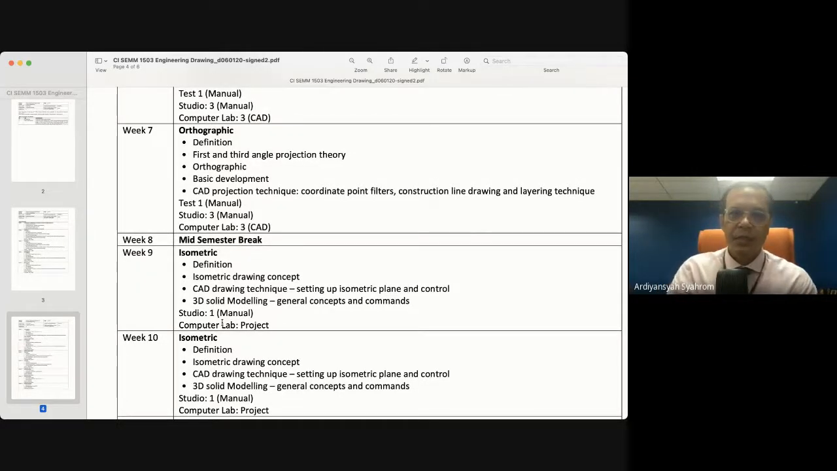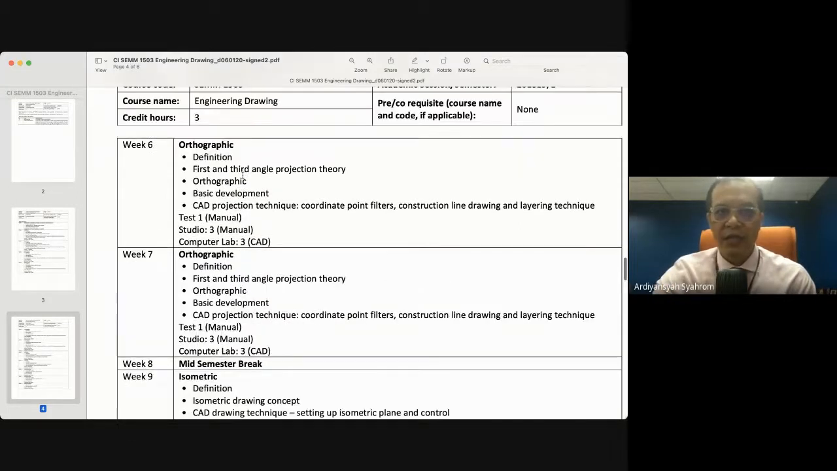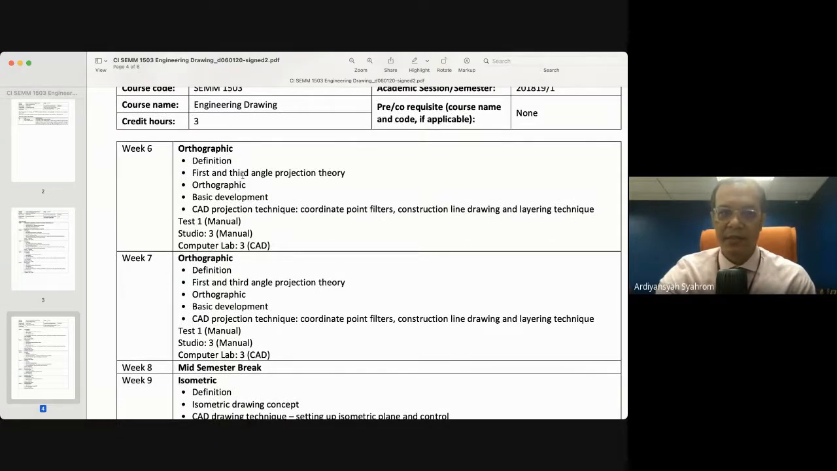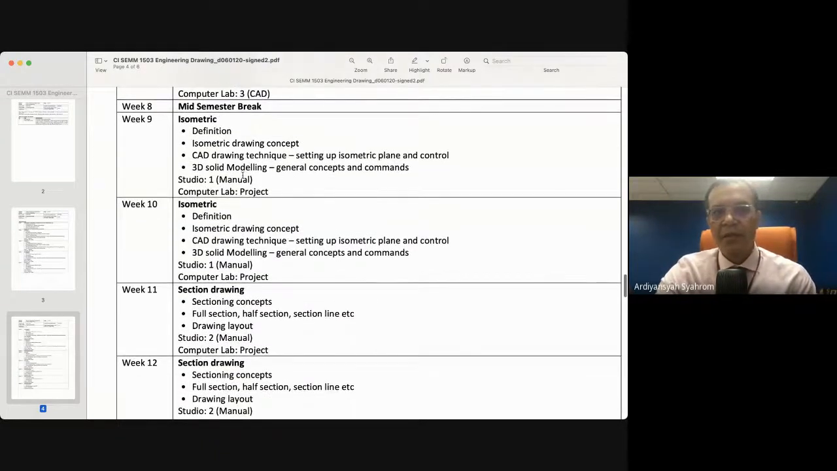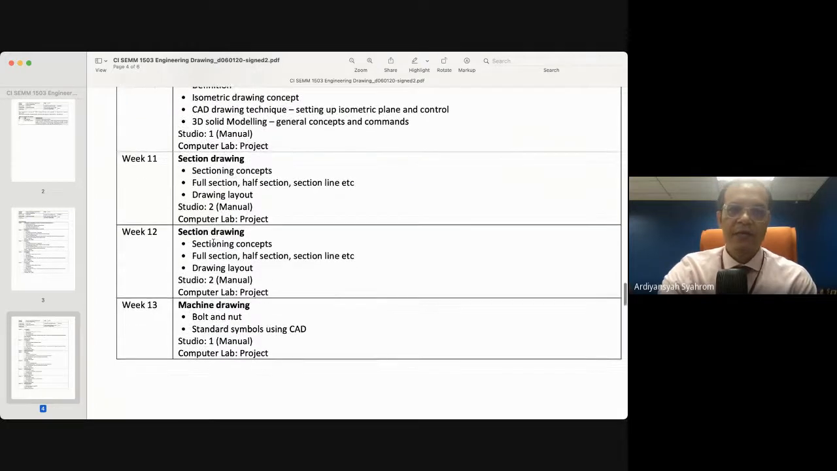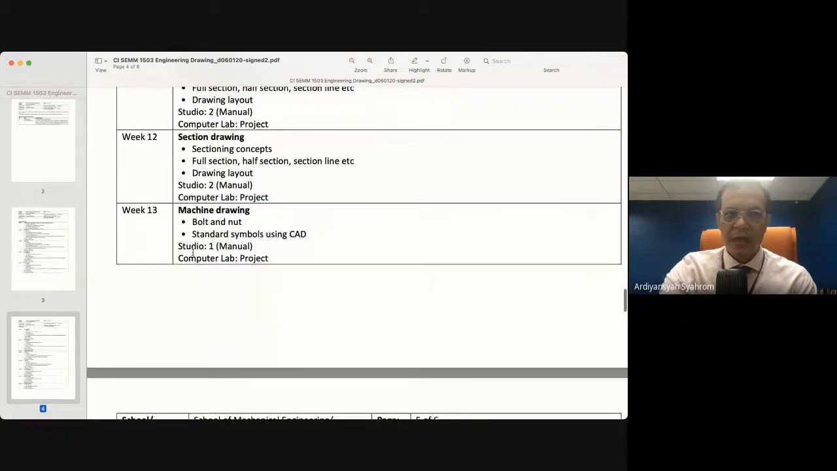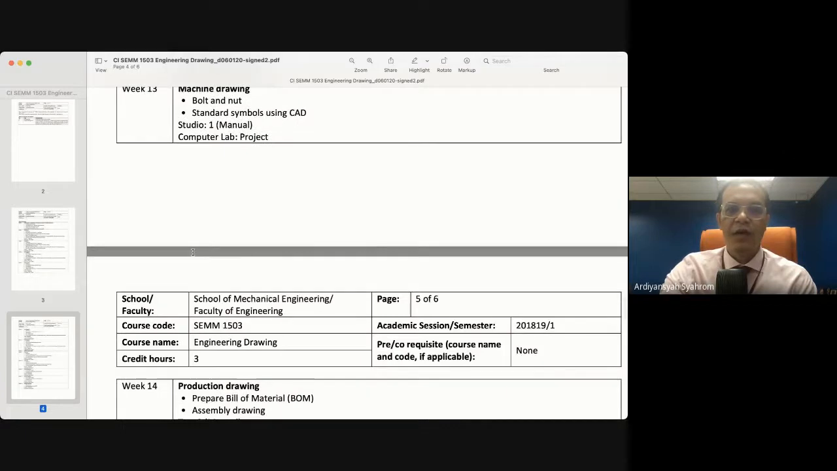Before the mid-sem break, we have a test. Depends, the manual test will be in week six or week seven. Depends later. And after the mid-sem break, we have isometric for two weeks, weeks nine and ten. Week 11, we have the section drawing. Week 12, we have the section drawing too. And week 13, we have machine drawing.